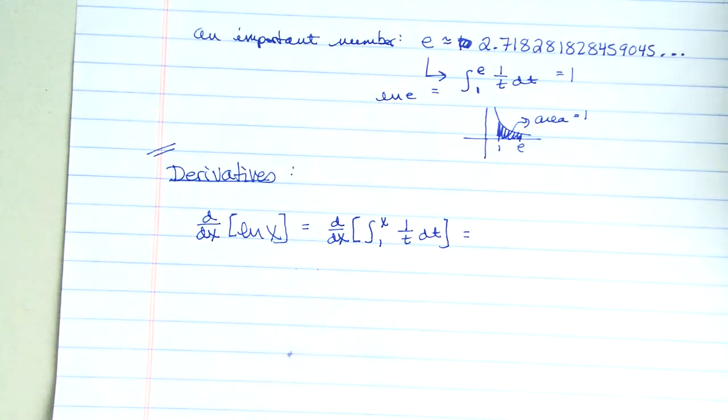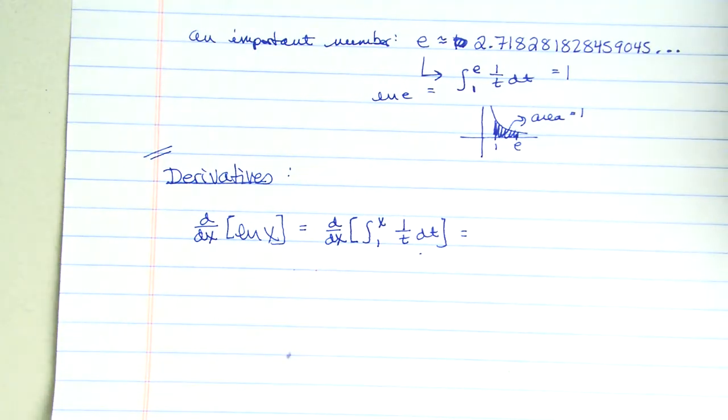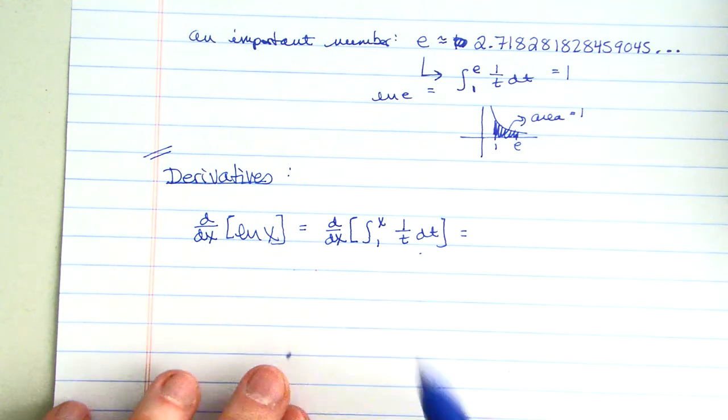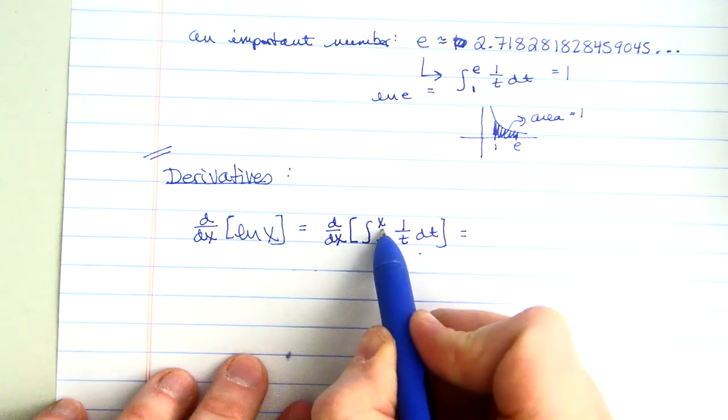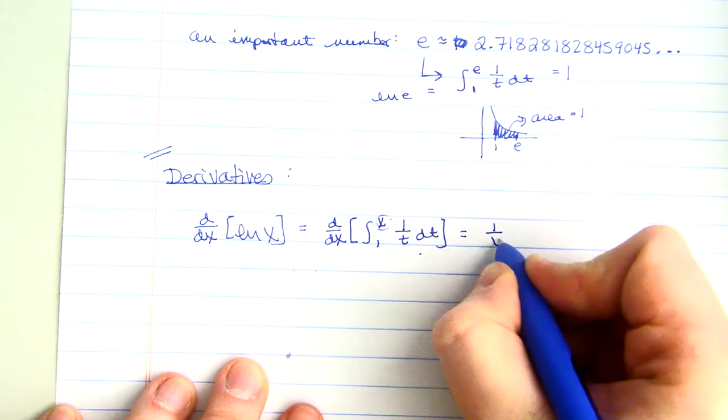How do we do the derivative of this? I think you should be thinking second fundamental theorem of calculus, the way we deal with derivatives of functions defined by integrals. I bet you can do this. What is the derivative of that function? By our second fundamental theorem of calculus, the derivative and the integral cancel. We'll just plug in this variable where the t was. We're going to get 1 over x.